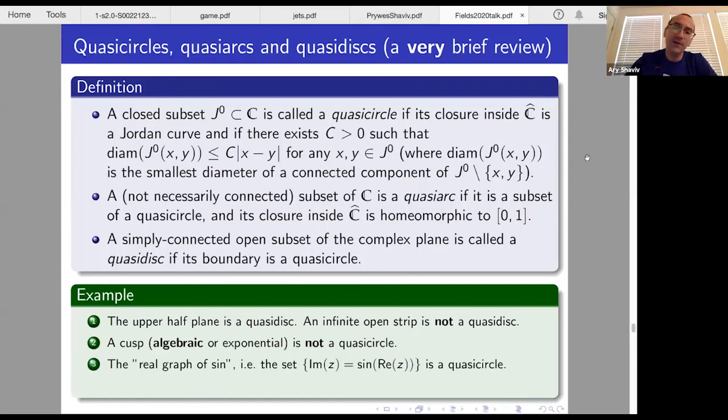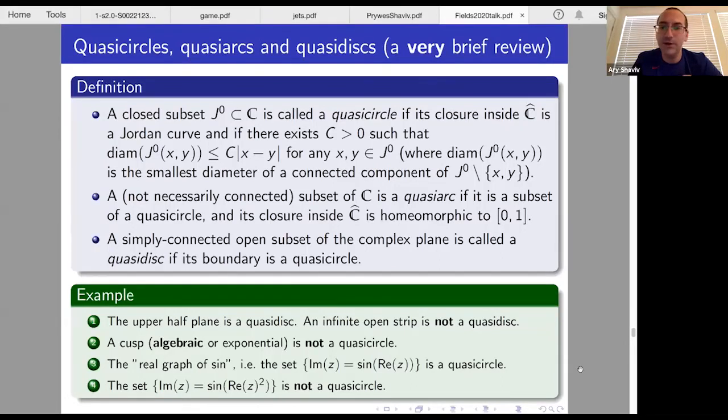This is an interesting example. If you take the real graph of a sine, just sine of x, I have something like five minutes. Okay, I'll try. If you take this thing, this is a quasi-circle because at infinity it's nice. But if you take a sine that is oscillating faster and faster, so you take the sine of x squared, of the real part squared, this is not a quasi-circle. And this is a very interesting example. Okay, so these are quasi-disks and quasi-circles.